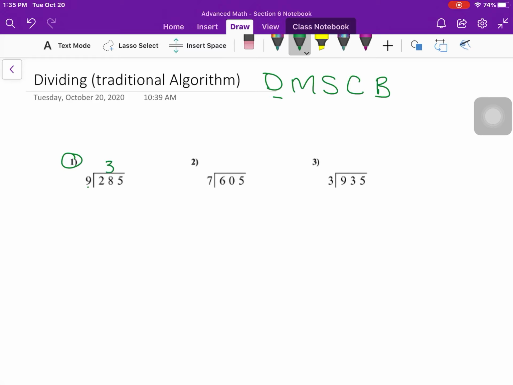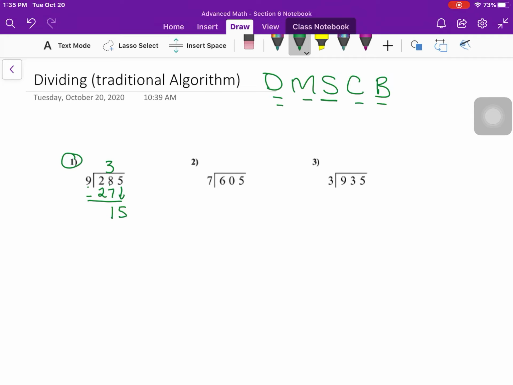I need to use my multiplication facts. So I take 9 goes into 28 3 times. Then I go to the multiply. 3 times 9 is 27. And then I go to the subtract. So I subtract those. 8 minus 7 is 1. I check to make sure, is my 1 smaller than my 9? Yes, it is. So then I go to the bring down, and I bring down my 5, and then I repeat the process. So I go back to the divide.